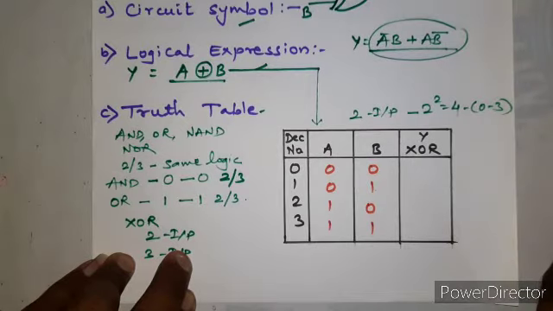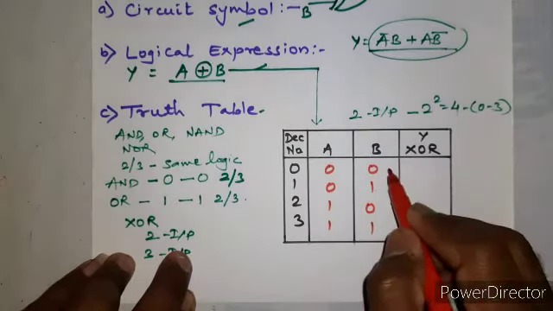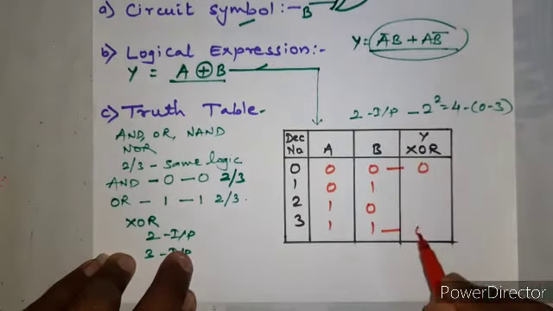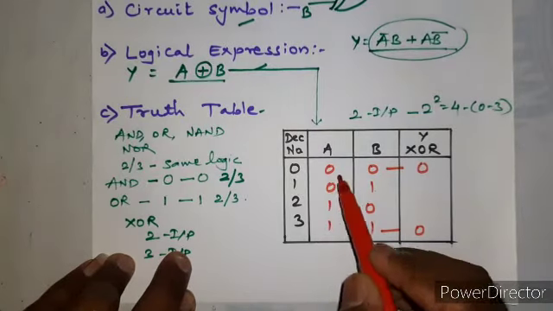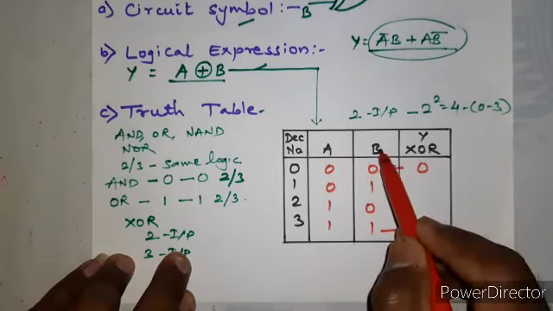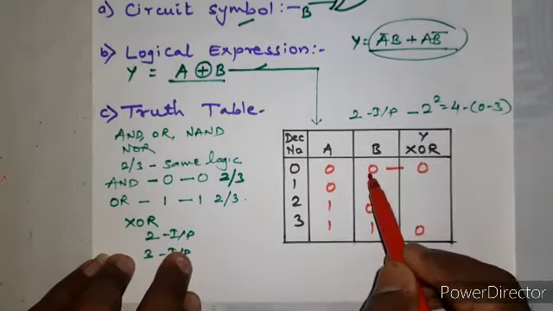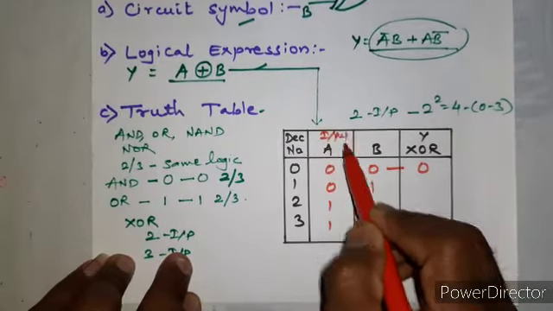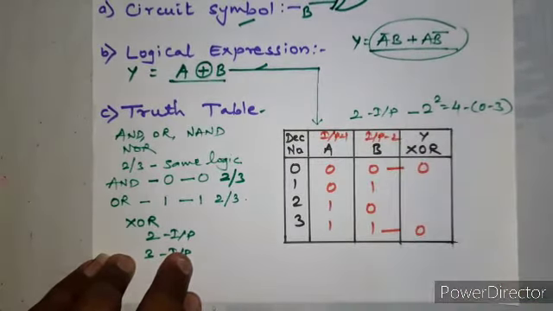Okay, so we have these 4 input combinations. As far as this 2 input XOR gate is concerned, the logic is, if we have the same input, the output is 0. Same input means input 1 as 0 and input 2 as 0. Same inputs. So I can say this is input 1 and this is input 2.